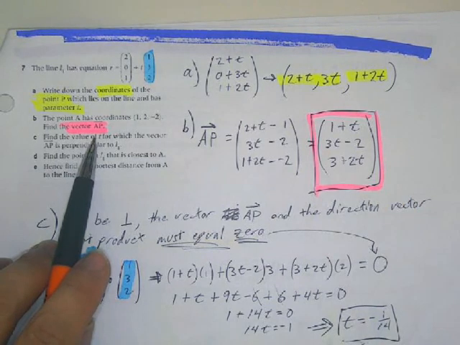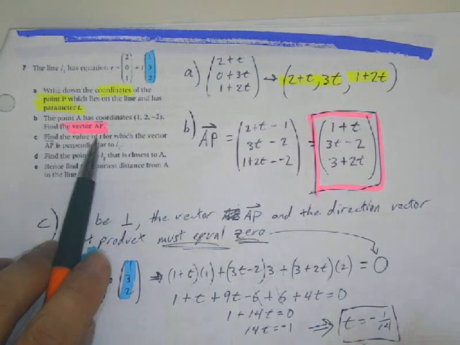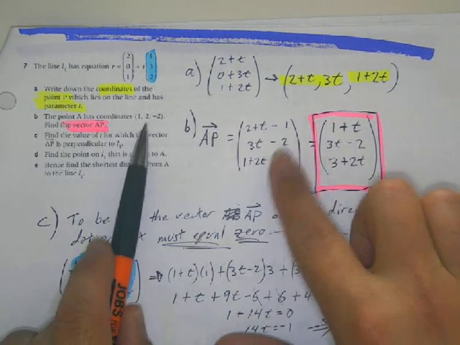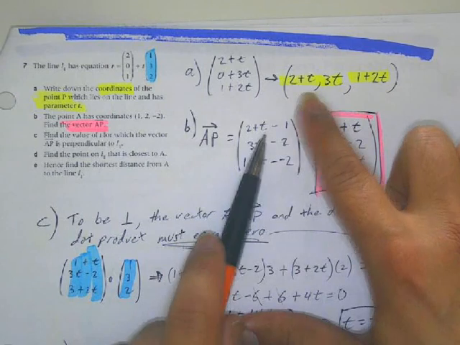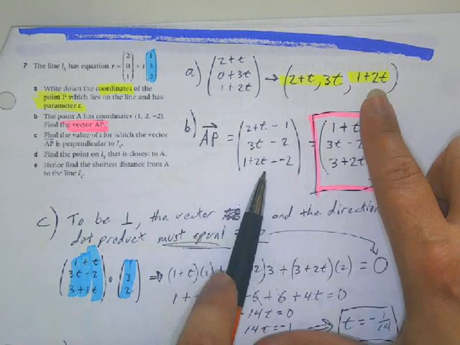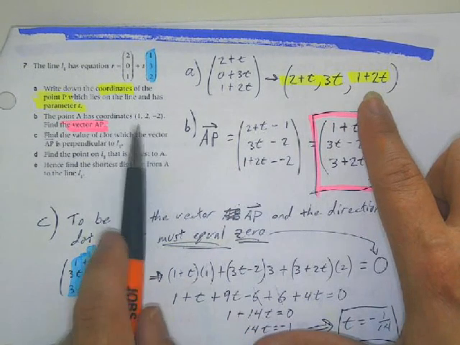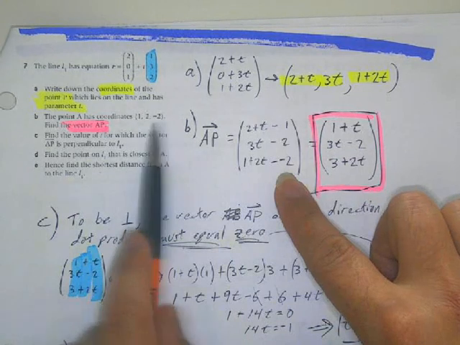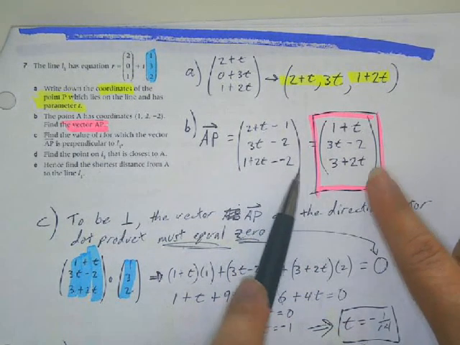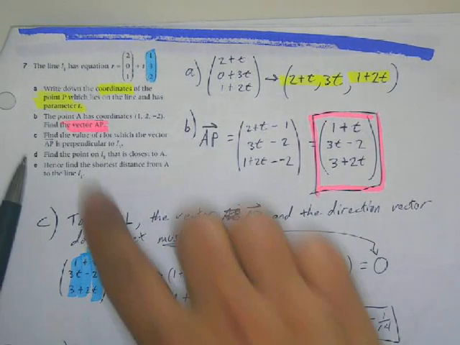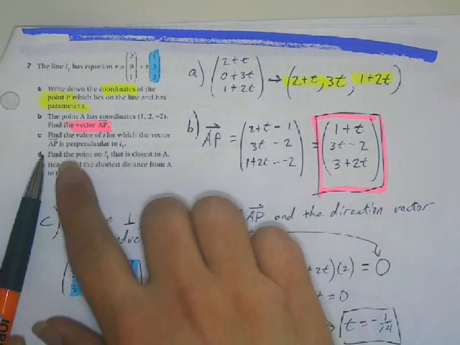I took my coordinates of P, which is 2 plus t, 3t, 1 plus 2t, and then minus point A, which is 1, 2, negative 2. Here is my vector AP. Okay, to find the value of t for which the vector AP is perpendicular.